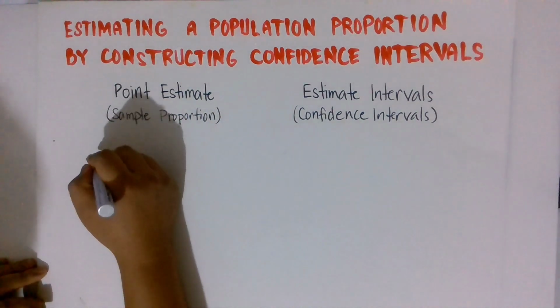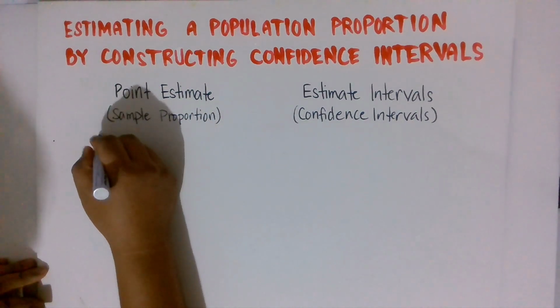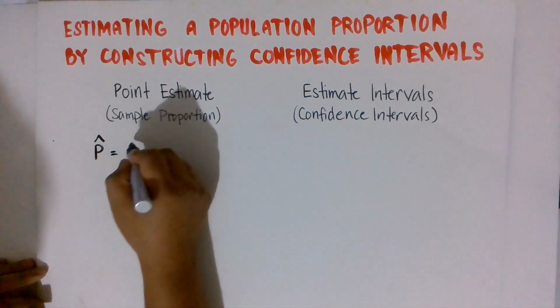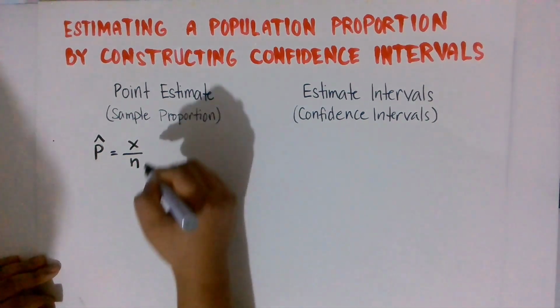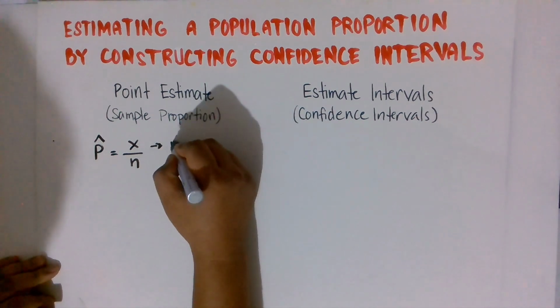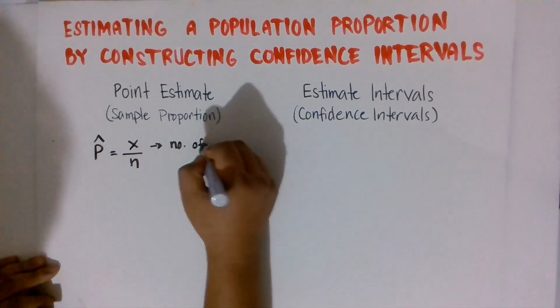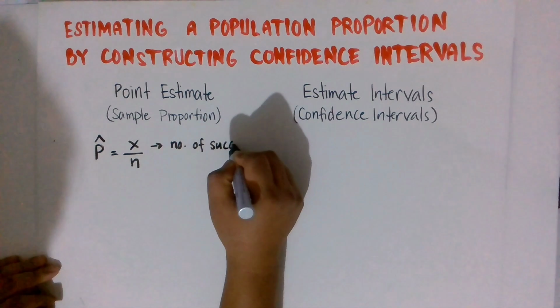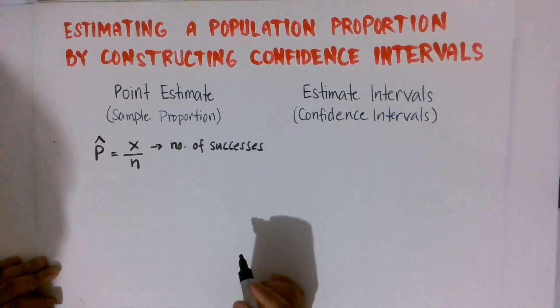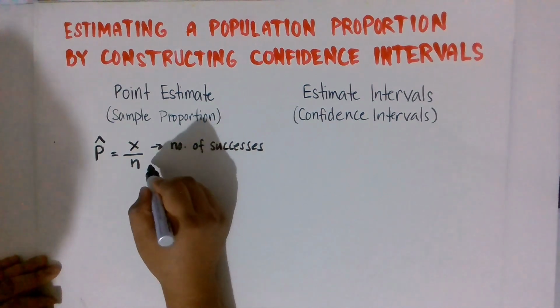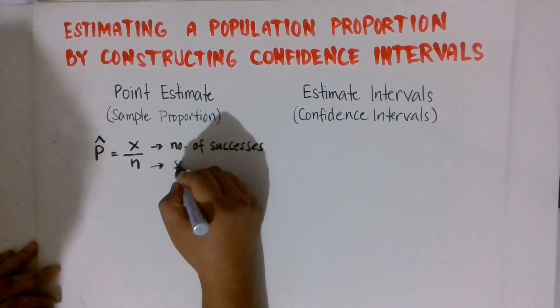It is being denoted as P hat. That's how you read it, okay? P hat. And it is equals to X over N. Okay, X is the number of successes or yung mga nagsasabi ng yes, okay, or favorable response, that's X, while N is the sample size.